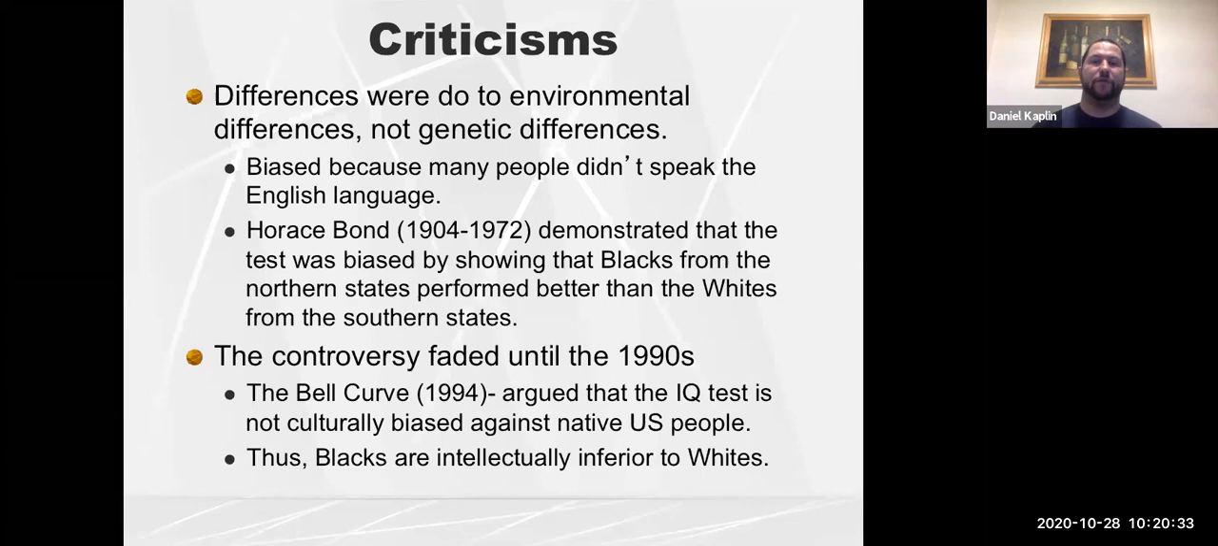Now, that controversy disappears for quite some time until we get the book, The Bell Curve. And The Bell Curve was a book written by, I want to say, Murray, and some other research by a cognitive psychologist by the name of Arthur Jensen, who argued that IQ tests are not culturally biased. As a function of saying they're not culturally biased, any difference that would occur in IQ was a real difference, a genetic difference. So thus they concluded that Blacks were intellectually inferior to whites. This book remains controversial.